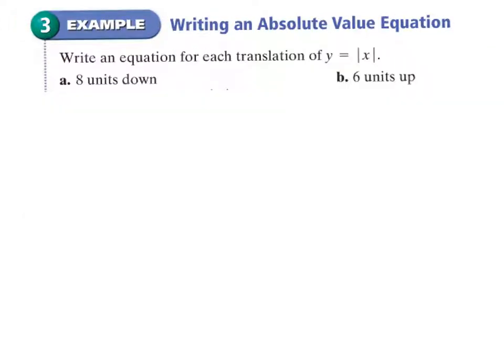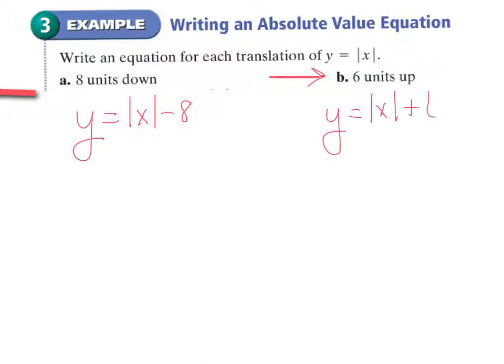So example number 3. We're just going to write an absolute value equation knowing that in A, it goes 8 units down, and in B, it goes 6 units up. So in A, you would have y equals the absolute value of x. It goes down 8 units, so it would be minus 8. Y equals the absolute value of x. It goes 6 units up, so you would go plus 6. That's it.